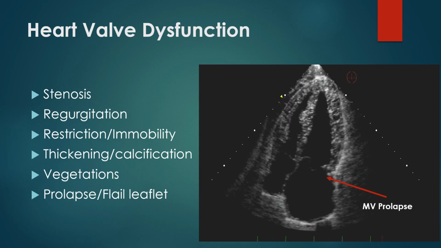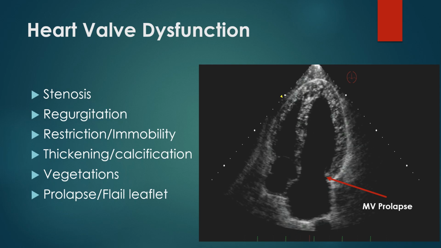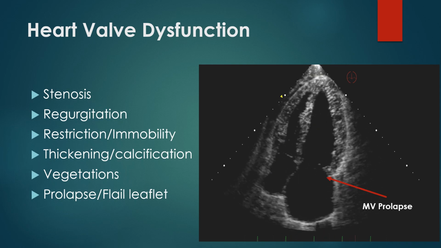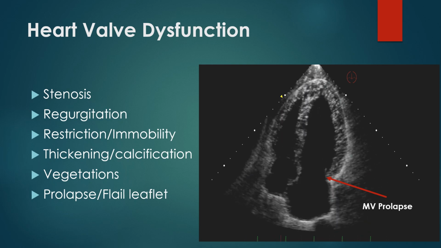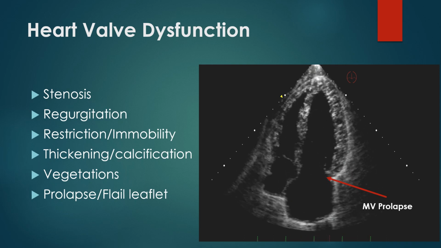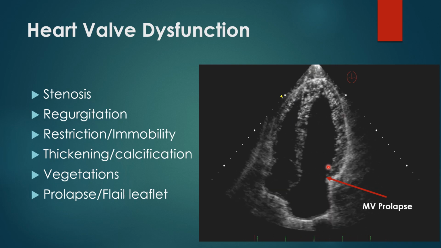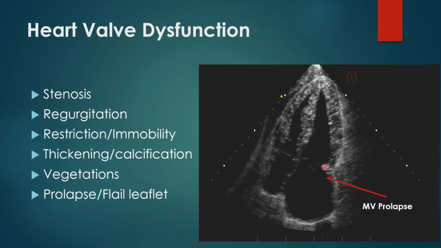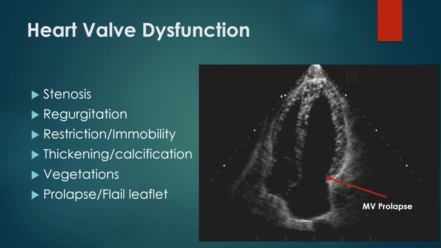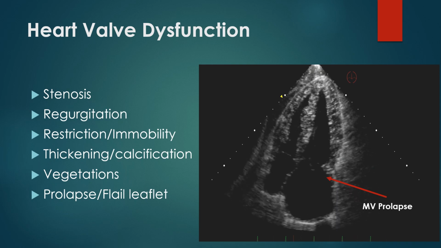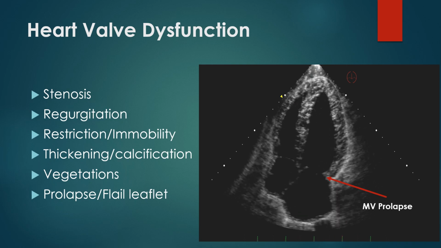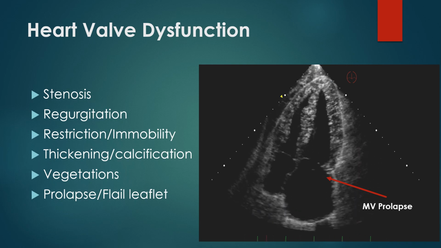Heart valve dysfunction: you have stenosis, regurgitation, restriction of the leaflet, thickening, calcification. Often you have some type of prosthetic leaflet that's not moving very well, vegetations, prolapse, and a flail leaflet. In this patient, you can see this mitral valve leaflet is prolapsing. And if you put some color on it, you'd probably see a pretty good bit of regurgitation. And you think, well, which leaflet is this? It doesn't really matter. But if you can find the aortic valve, the leaflet next to that is typically the anterior leaflet. I'm saying that this is the posterior leaflet.